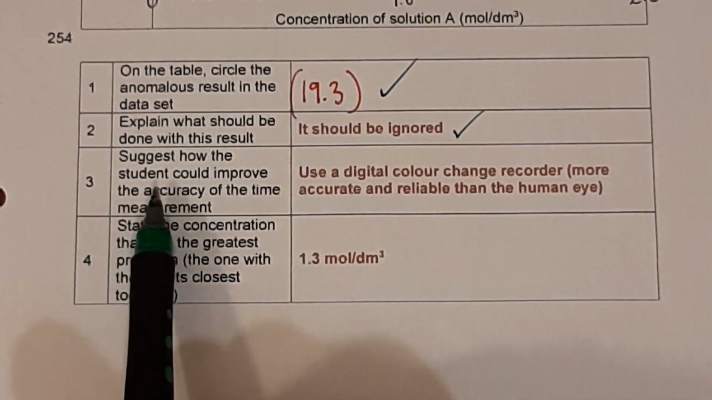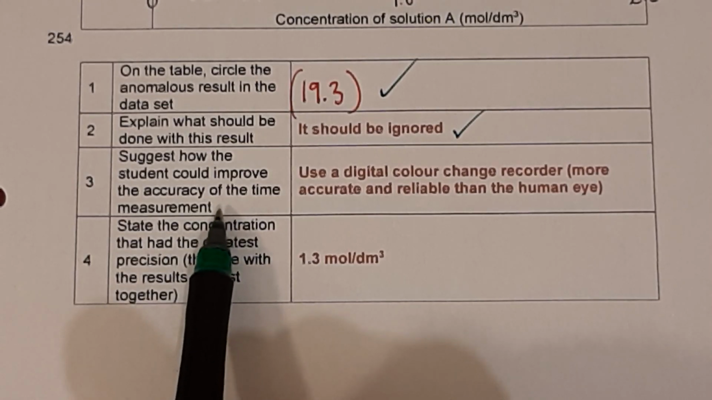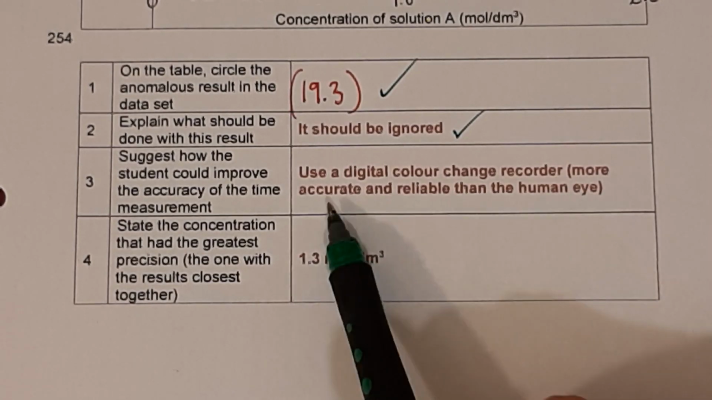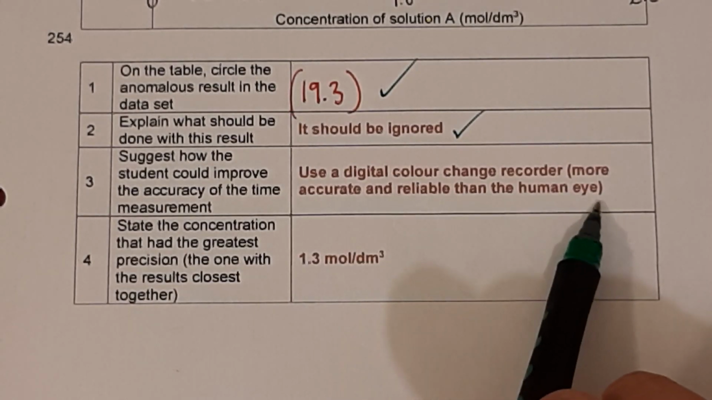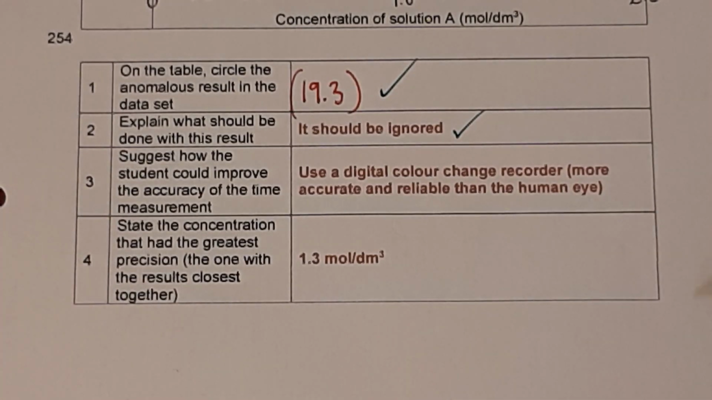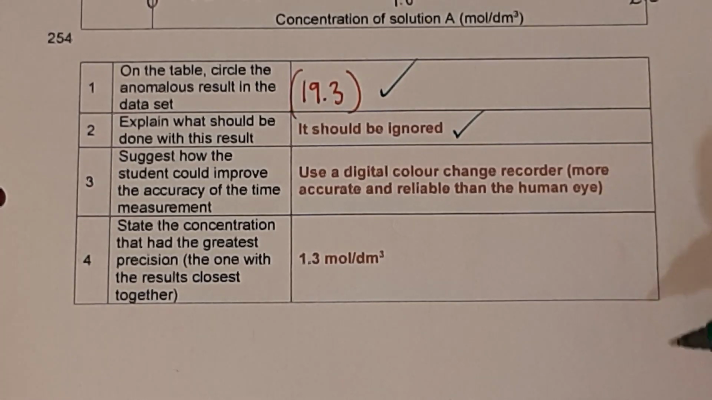Question 3, suggest how the student could improve the accuracy of the time measurement. Well, you may have made some different suggestions, but generally using a digital colour change recorder would be a good idea because it's more accurate and more reliable than the human eye. You may not have known about this being an option, and if we'd have done the practical, we'd have talked about this. Basically, anything that's more accurate than the human eye, or any way to improve it to make it more accurate. Sometimes people would put a cross underneath the colour change so that they could measure it as soon as the cross disappears and the colour is so strong that you can no longer see the cross.